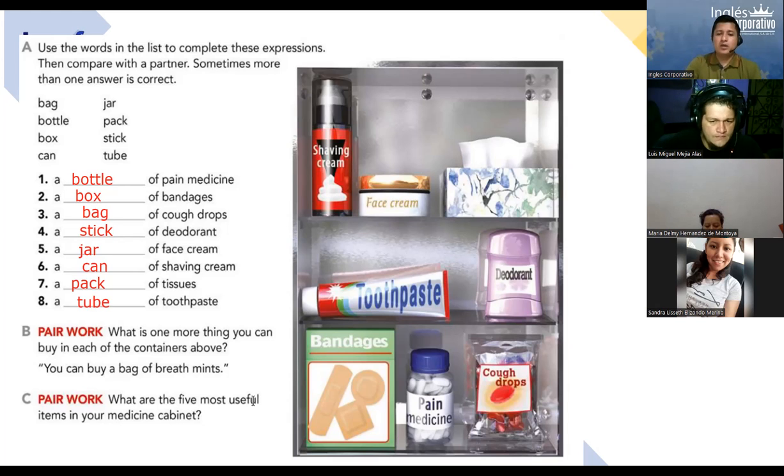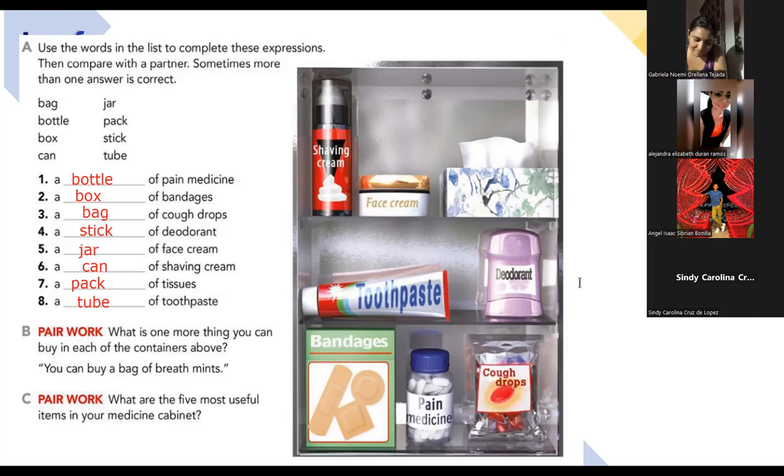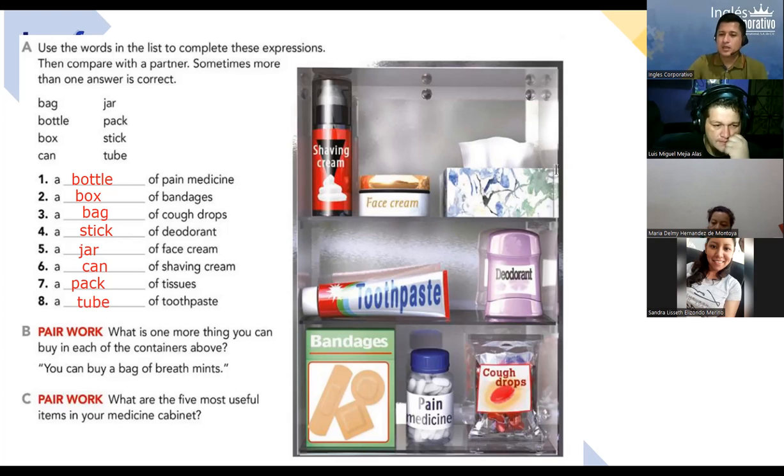Now, in letter C, question. What are the five most useful items in your medicine cabinet? So this is a medicine cabinet, right? That's what they say. So what are the five most useful items in your medicine cabinet? How many of these do you have in your cabinet? Maria Delmi, tell me, please.